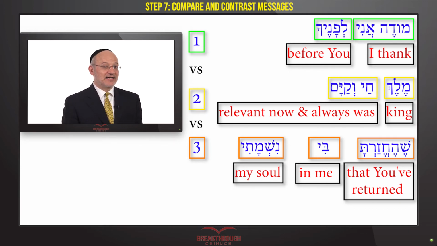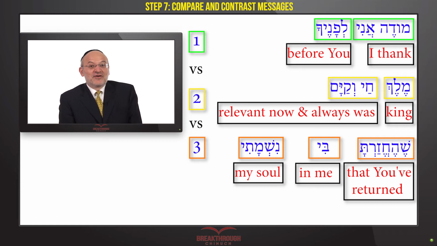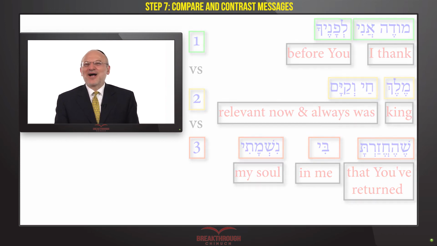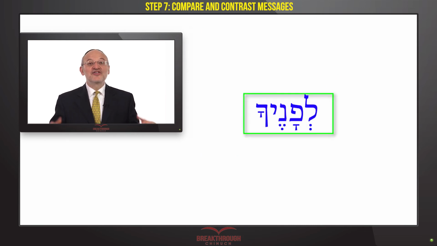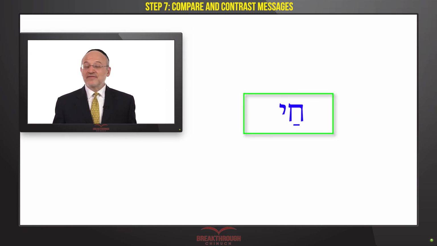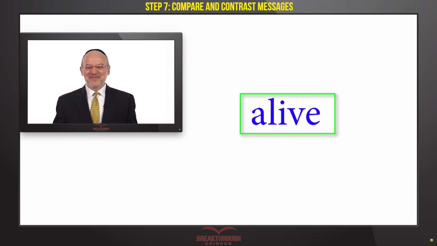We're calling him Melech, in control. Chai, he's relevant in my life right now. He's alive. He's everywhere all the time, because that's what Lefanecha really means. In front of you. Where's not in front of you? Everywhere's in front of you. Oh, so wherever I wake up in the world and I say Lefanecha, you are there. And you're Chai, you're alive. You're in my life, relevant all the time.